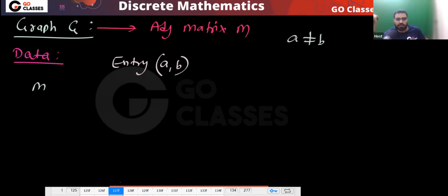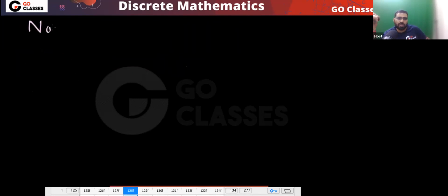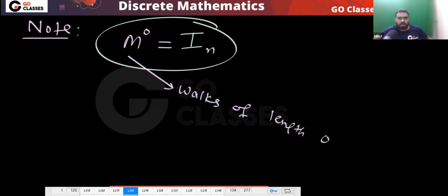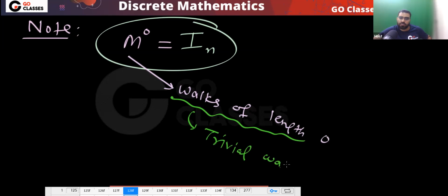If you do M power 0, what will it give you? Any matrix power 0, what is that? That is your identity matrix, right? Yes or no? That is the identity matrix. And you can notice this will give you walks of length 0. Walks of length 0, that is the trivial walk. It means you stay where you are.